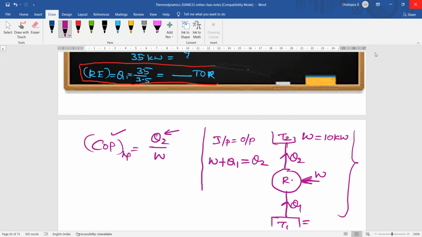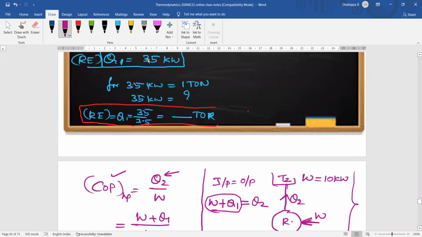So in place of Q2, I can write W plus Q1. Same thing, I will write (W plus Q1) divided by W. You can simplify this equation, or else directly you can substitute. Q1 we have already calculated, it is 35 kilowatt, in the previous page. You have calculated here, it is 35.